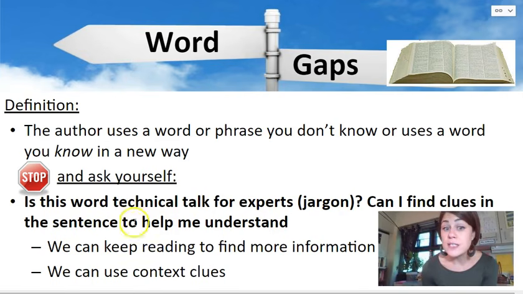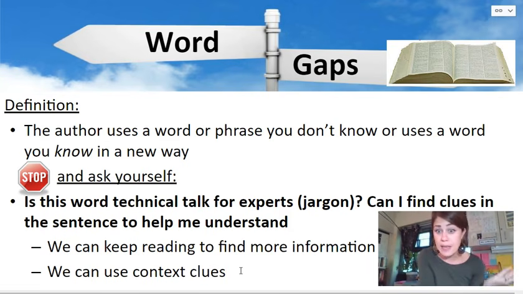First of all, can I find clues in the sentence to help me understand? Yes. If so, essentially what you're going to record for word gaps is, this is a word that I recognized was maybe new to me or something I had to look up, and I think it means this based off of the words in the sentence. Or you can totally, your quick jot can be, this is the word I didn't know, and on my Chromebook, I looked up what dissect meant, and it meant this, which totally makes this easier for me to understand because now I know what they're doing to the frogs, right?